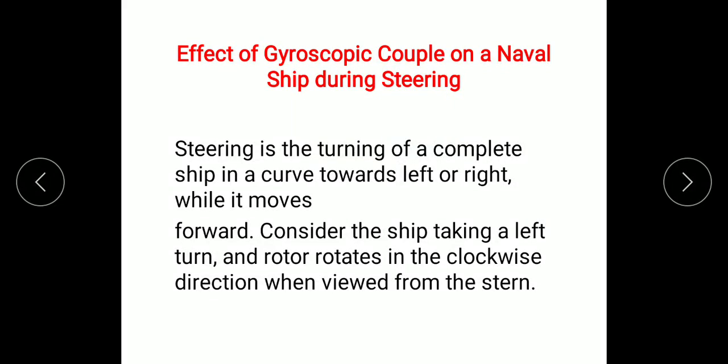We discussed the gyroscopic effect on aeroplanes. Now we will start the gyroscopic effect on the naval ship. First, what are the general terms we will use in a naval ship, and what are the different cases available? That means, what are the gyroscopic couples available in different cases in a naval ship. So first we will see the different terms used in a naval ship.